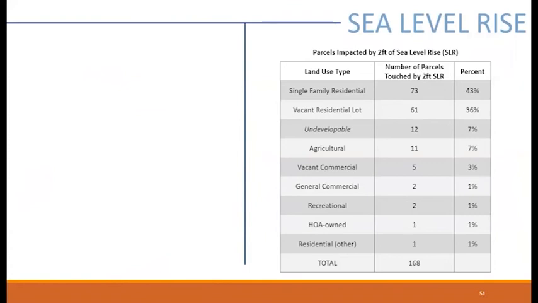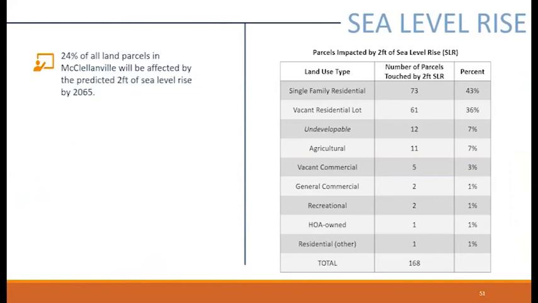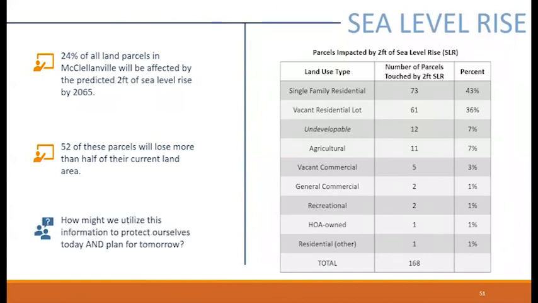Single-family residential lots would be the most impacted land use type in town under that 2-foot sea level rise scenario. 24% of all land parcels in the town would be affected by that predicted 2-foot rise by 2065. About 52 of these parcels will lose more than half of their current land area. How might we utilize this information to protect ourselves today and plan for tomorrow? We'd like to hear from you, so please submit comments.